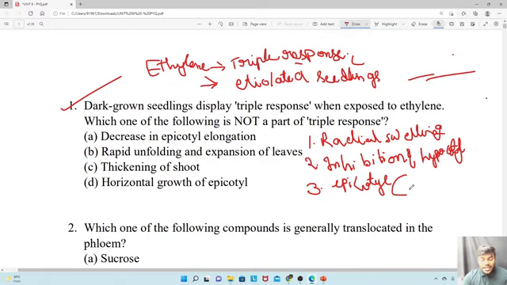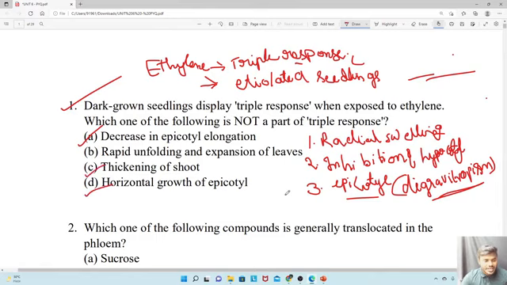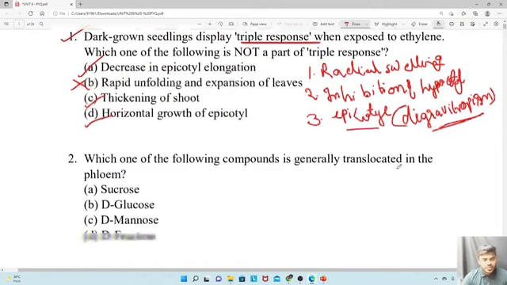Sometimes kindly don't get confused. Keep this point in your mind. Sometimes they will give a word called diagravitropism. Friends, diagravitropism is also a correct statement only. Horizontal growth of the epicotyl is what we call diagravitropism. So don't confuse. Decrease in hypocotyl elongation, thickening of the shoot, horizontal growth of the epicotyl, but rapid unfolding and expansion of leaves cannot be mediated by ethylene. It is not part of the triple response. Perfect, perfect.